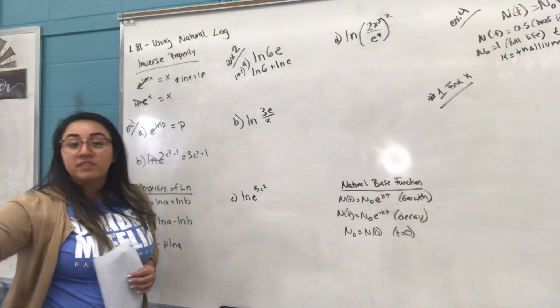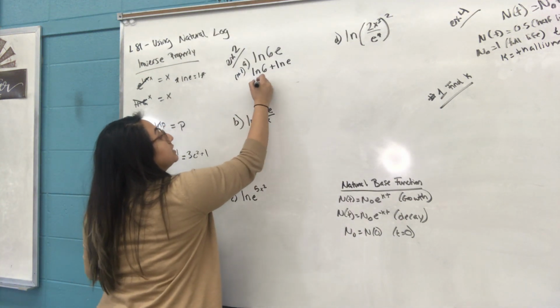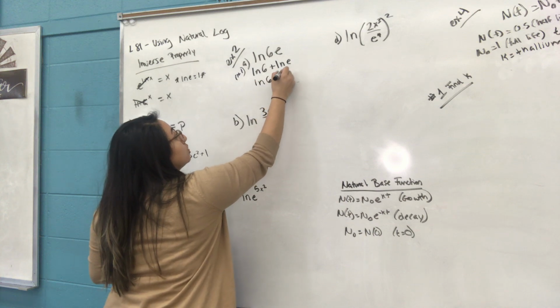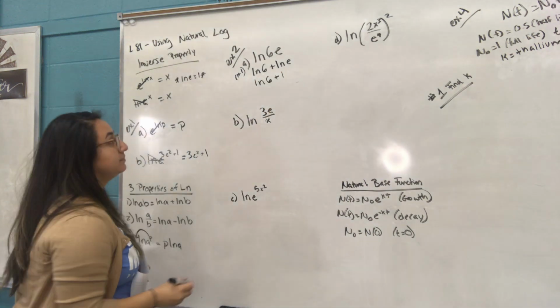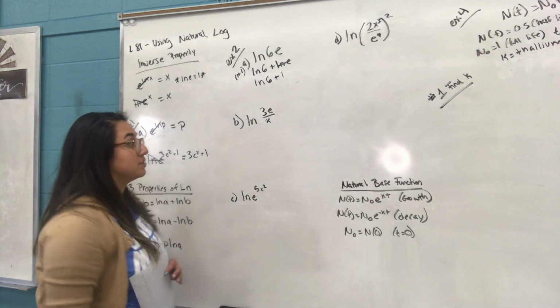Now, we want to simplify as much as we can. Natural log of e, just like up here, whenever we see that, it equals 1. So natural log of e cancels out and turns into 1, it just doesn't disappear.